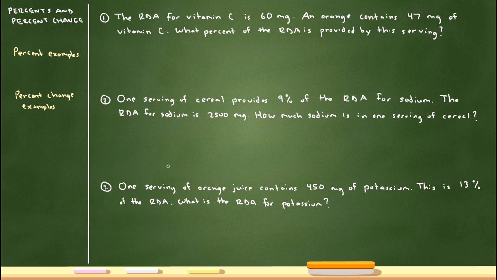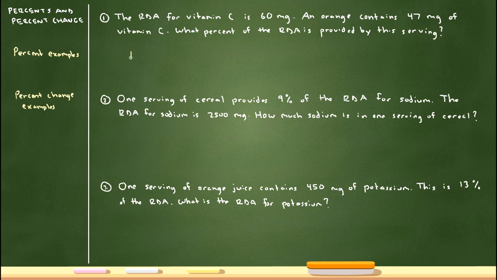So I have 3 problems here. They're all fairly quick. We have the recommended daily allowance, or the RDA, for vitamin C is 60 milligrams. And in an orange, we have 47 milligrams of vitamin C. So what percent of the recommended daily allowance is provided by this serving? Now, working with this type of material, I think this is things that people come across very often. Look on the back of a nutrition label, you're going to see information like this, and it's helpful to be able to calculate percentages if you needed to.